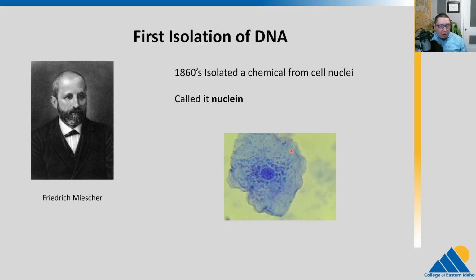Side note, interesting side note, he was a doctor, so he had access to bandages that had lots of pus from wounds on it, and he was extracting it from those white blood cells. So fun fact about where DNA was first identified. Okay, so we know there's a chemical, deoxyribonucleic acid. He called it nuclein. What does it do? No clue. Nobody's really going to understand that for quite a while, but we know it exists.